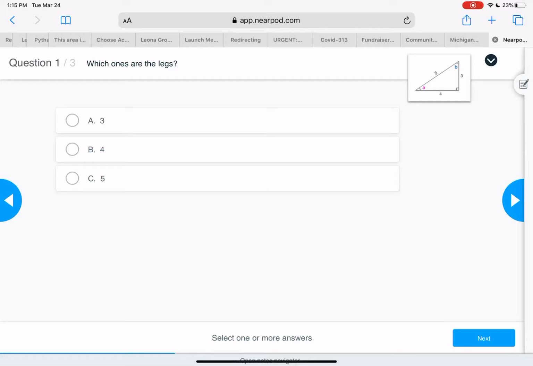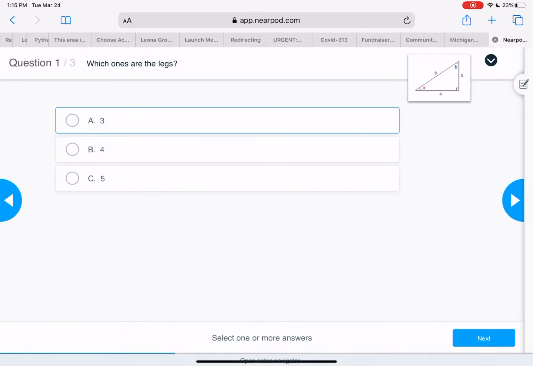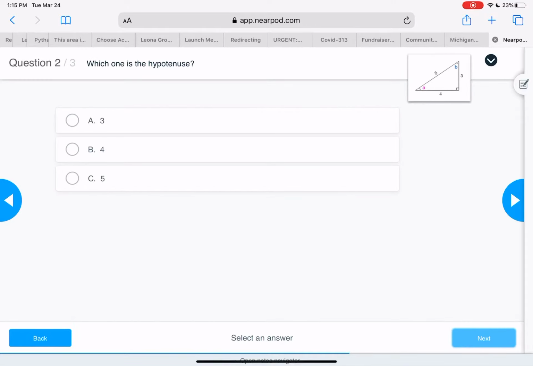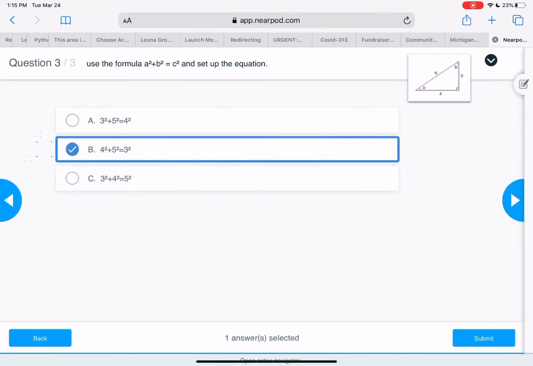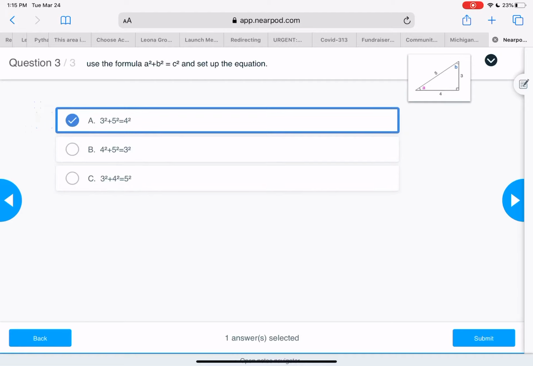Which ones are the legs? You can choose multiple answers, so whichever ones you think are the legs, you can choose. And then you go next to the next question, which one is the hypotenuse? This one, I'll tell you right now, should only have one answer. And then use the formula a squared plus b squared equals c squared and set up the equation. So which of these is the correct equation? And this one, it is only one answer as well.